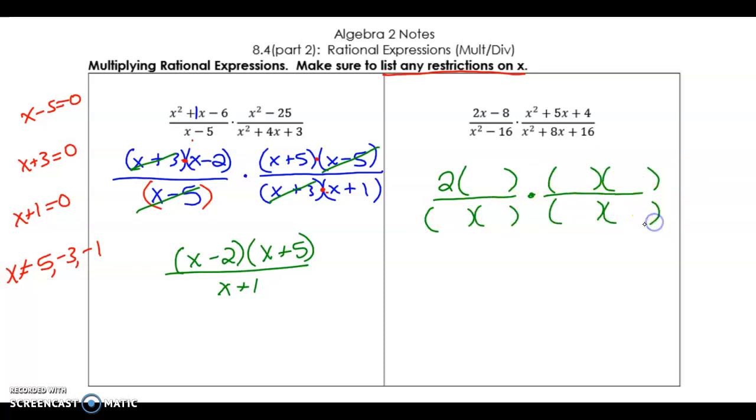Alright, why don't you guys see if you can finish up that second problem. So go ahead and pause your video and see if you can finish that. Alright, check your factors. And from there we can start simplifying.